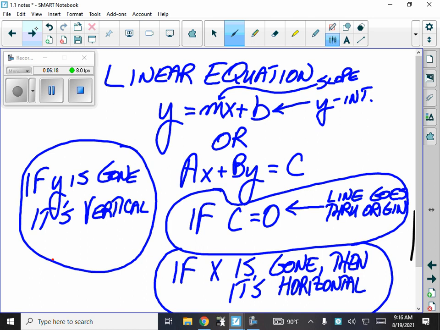Remember, probably for the first quarter, it's going to just be a review of Algebra 2, but harder. So maybe not a review. I mean, you should know everything that I show you. What does that say? Because if C equals 0, then what's that line? The line goes through the origin.